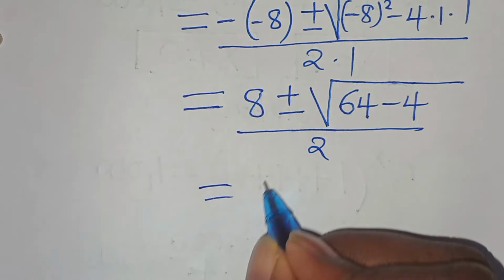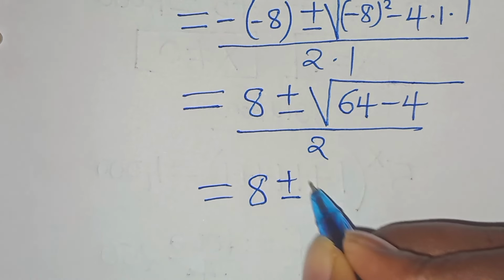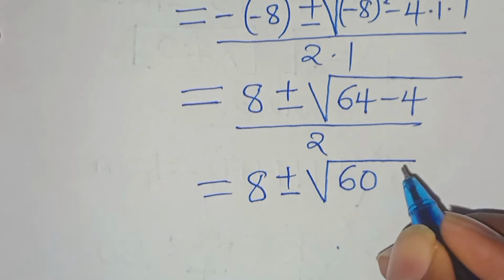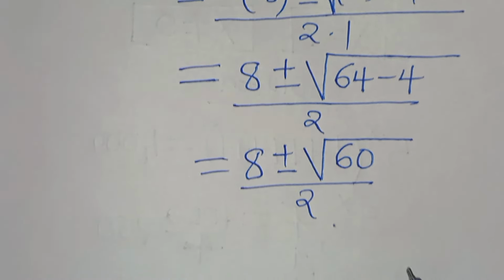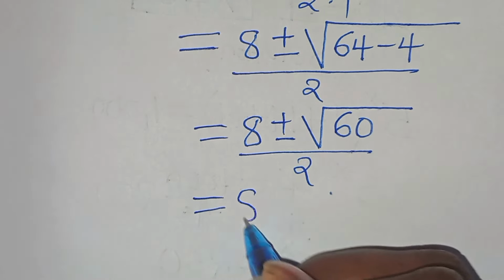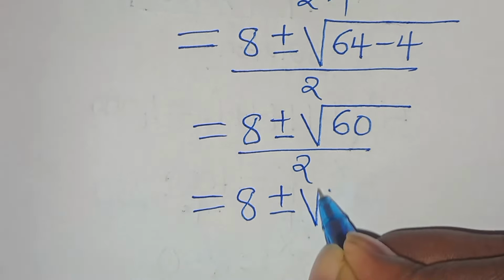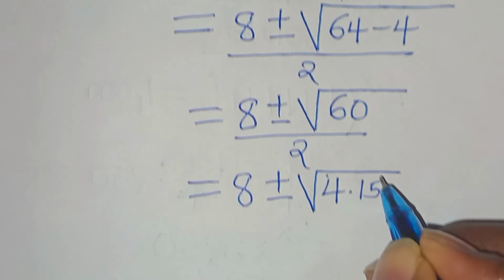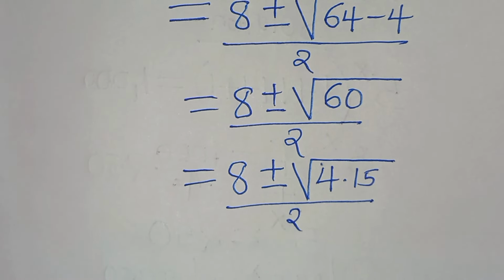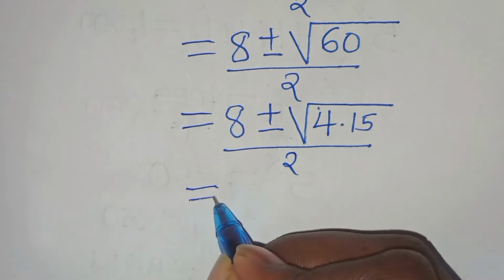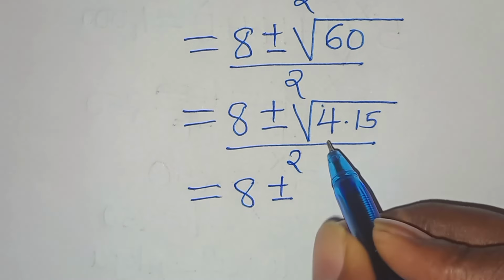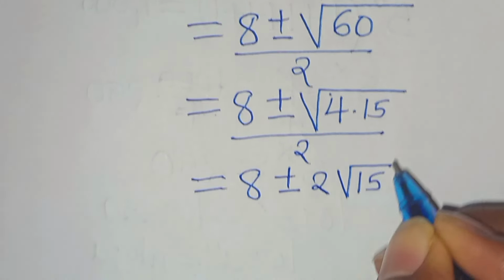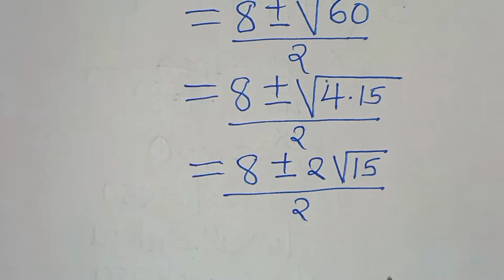So here we have 8 plus or minus the square root of 64 minus 4. This is the square root of 60 divided by 2. So this implies that we have 8 plus or minus the square root of 60, which we can express as 4 multiplied by 15, everything divided by 2. The next step is 8 plus or minus the square root of 4, which is 2, times the square root of 15, everything divided by 2.